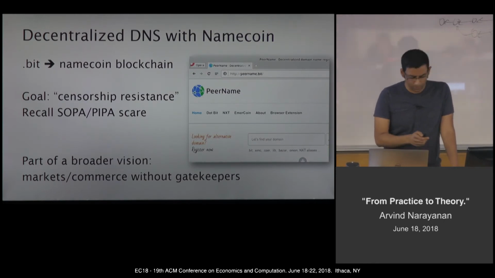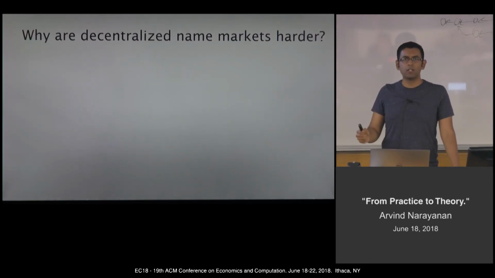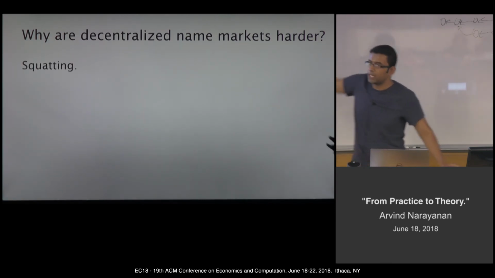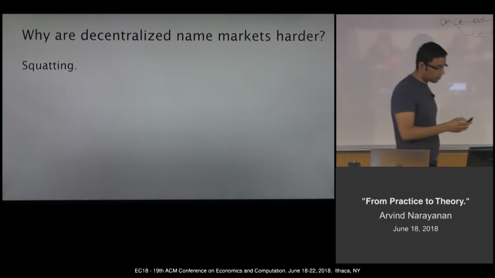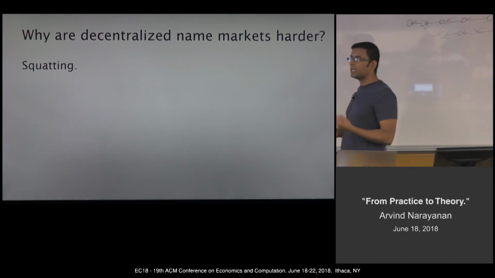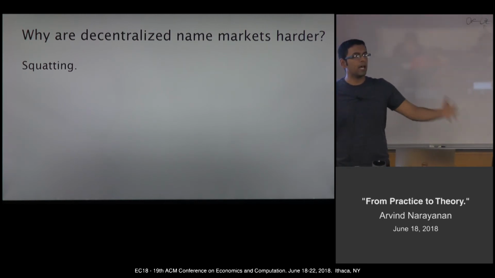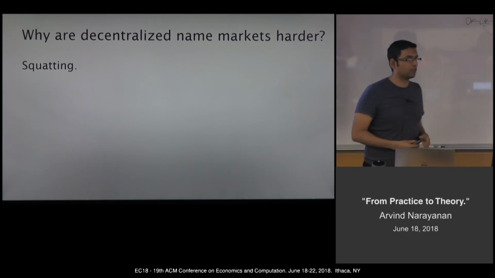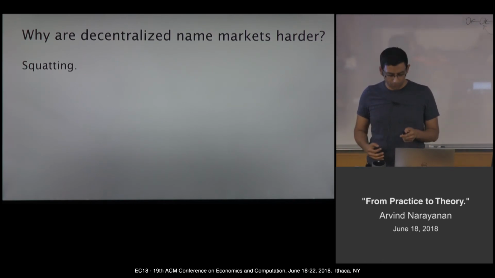But here's the AGT part of this. Here's why it's actually hard to do this, and here's why Namecoin is actually not doing a very good job of this. In a single word, it's because of squatting. So what is the squatting problem? Here's what I mean by squatting. Squatting is the idea that somebody might go and buy up a lot of domain names because they're valuable property, hoping to profit from them later. And that might happen for three reasons.